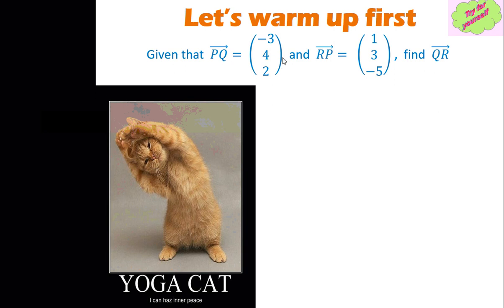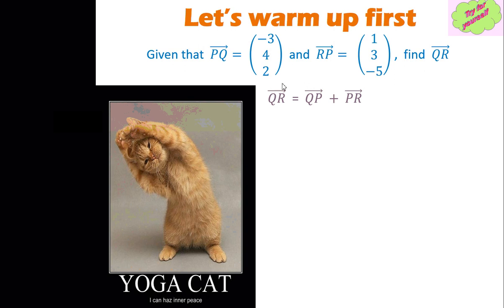So notice that QR connects Q and R. So we've got P to Q and then R to P. So that's kind of interesting. Why would QR be QP plus PR? Let's see. So basically, notice if you start at Q, go to P, and then you take off from P and go to R, overall it's the same as going from Q to R.